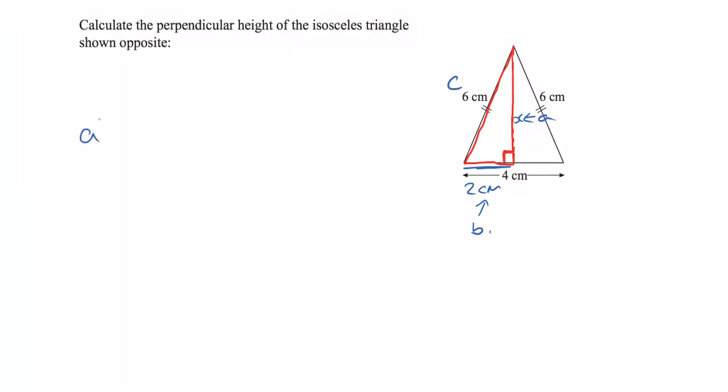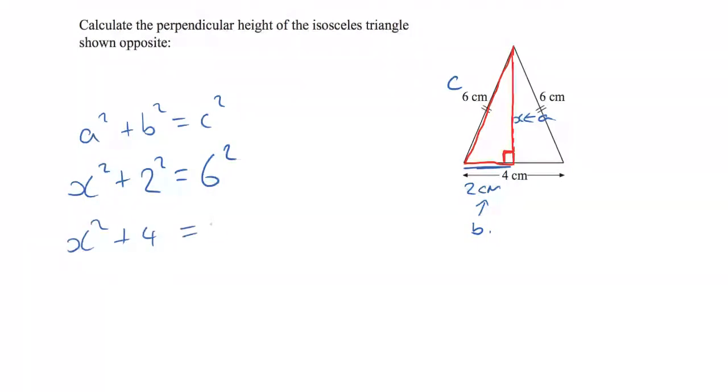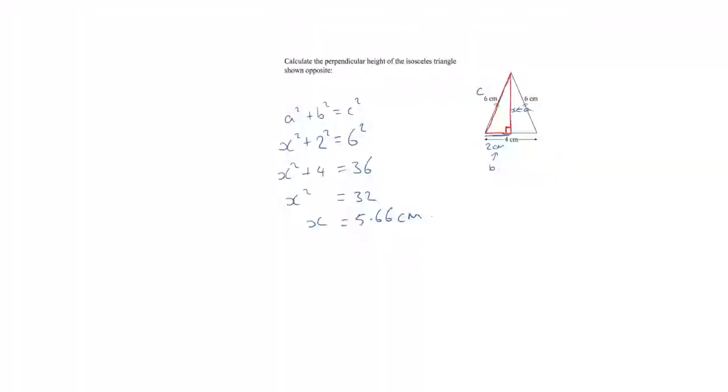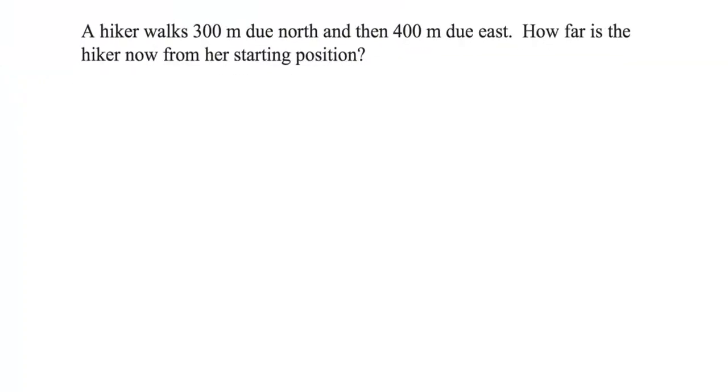So again, A squared plus B squared equals C squared. So put these values in. X squared plus 2 squared equals 6 squared. So X squared plus 4 equals 36. Well, that is going to mean that X squared is 32. So if I do 32 and I square root it, I'm going to get x. X is 5.66 centimeters.